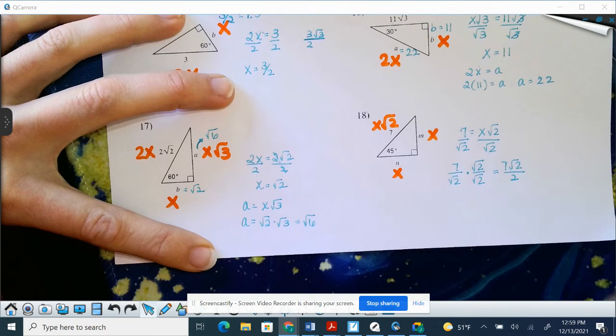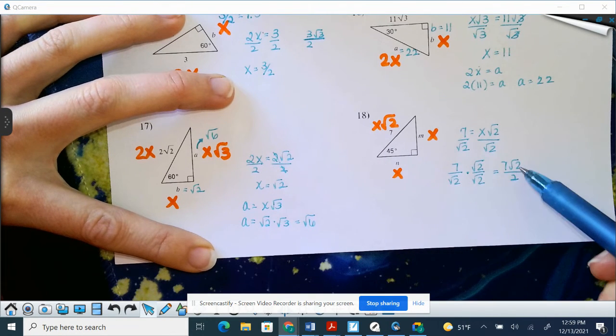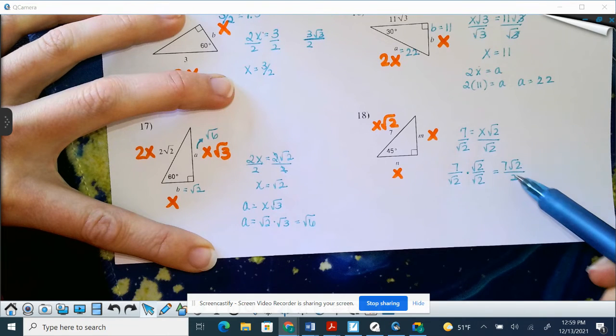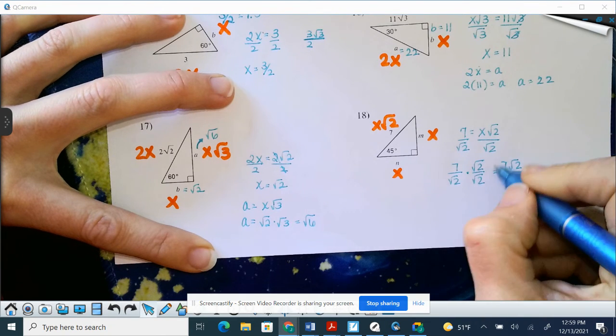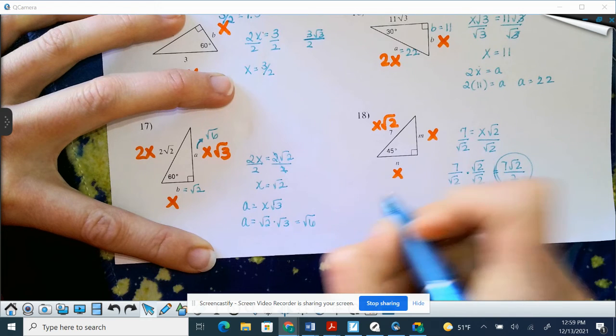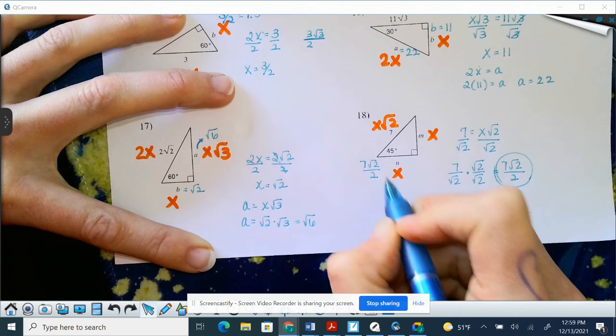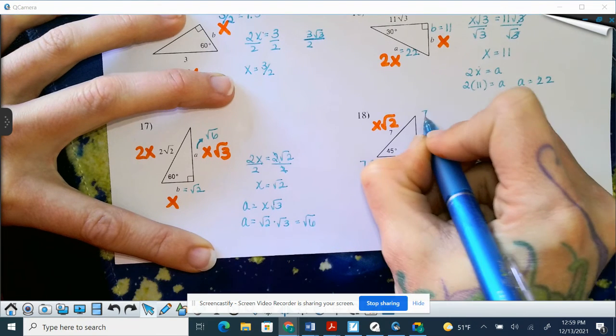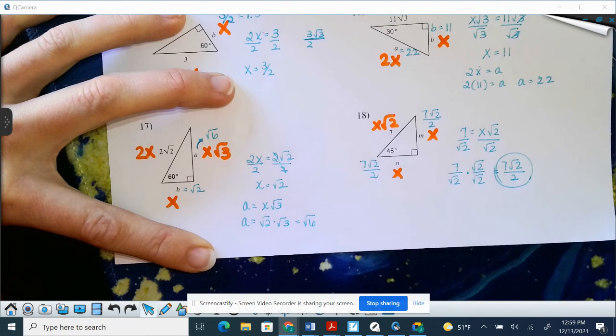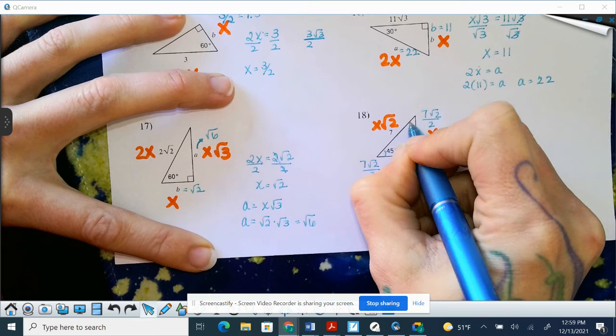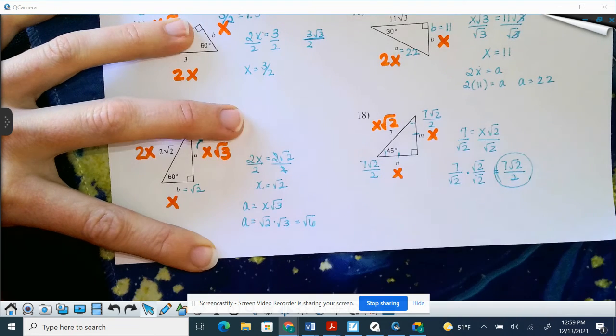7 and 2 cannot be reduced. You can't put these two together because this is a radical and this is not. So this is our answer for x. So this side, our n, is 7 square roots of 2 over 2. And that means if this side is that, then like I said, we've done the math, we also know this side is that because, again, if the two base angles are congruent, we know their two sides or legs are also congruent.